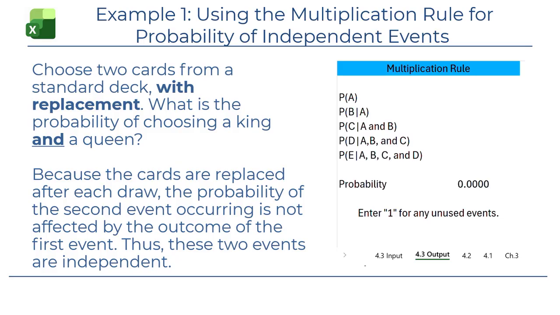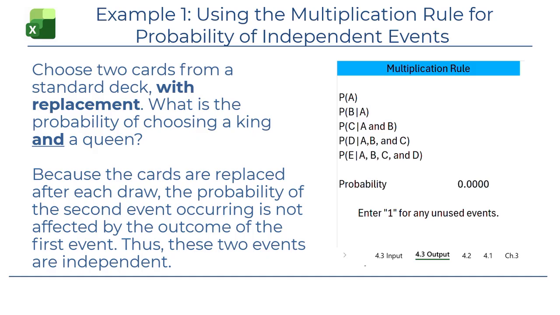For example 1, we are to choose 2 cards from a standard deck with replacement. What is the probability of choosing a king and a queen? So first, I want to point out the word and. This indicates that there is more than one event occurring. We're choosing a king and we're choosing a queen. So this is a multi-stage experiment. And because the cards are replaced after each draw, the probability of the second event occurring is not affected by the outcome of the first event.